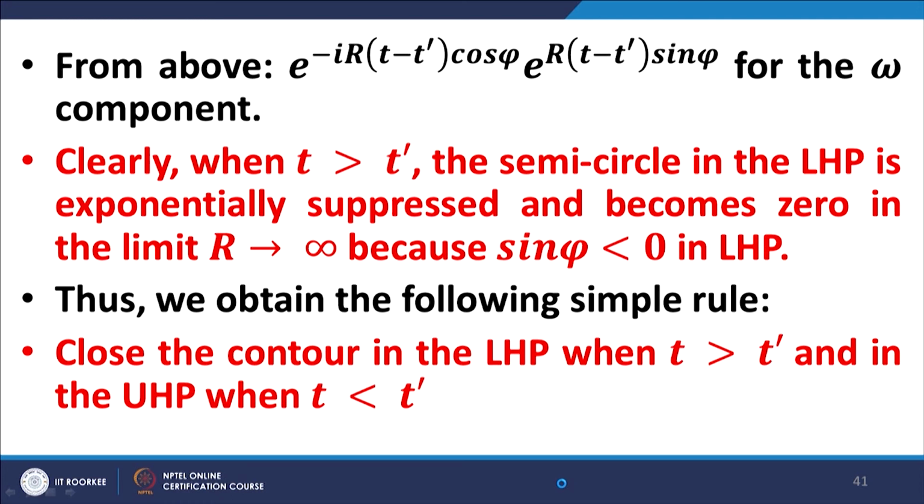Therefore, sin phi needs to be negative, which implies that phi must lie either in the third or in the fourth quadrant. In other words, it is clear that in this situation the exponent term will be suppressed only if the semicircle closing the contour lies in the lower half plane. Therefore, we obtain the following simple rule: if t minus t dash is positive, the semicircle closing the contour must lie in the lower half plane, and vice versa.